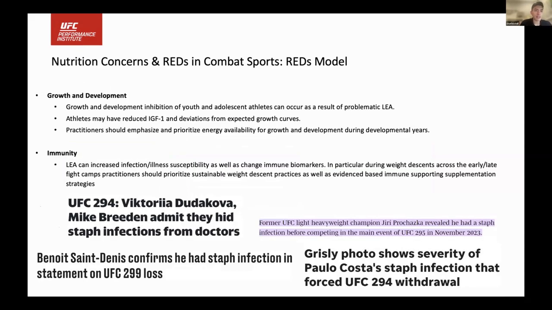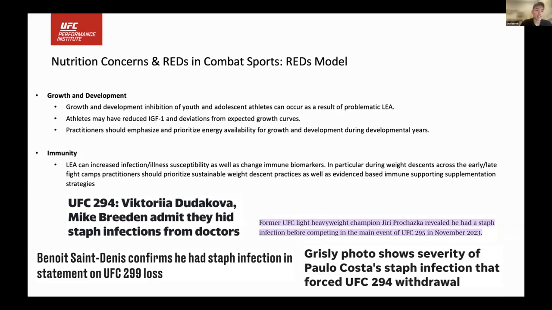The last two, growth and development, is not an area we have to be too concerned with, as our athletes are usually adults and have already finished their growth and development by the time they reach us. But for practitioners dealing with youth athletes, there should be an emphasis on prioritizing energy availability, primarily around growth and development. The education has to occur not only with the athletes, but also the guardians and training staff, to ensure that sustainable weight-making strategies are employed.